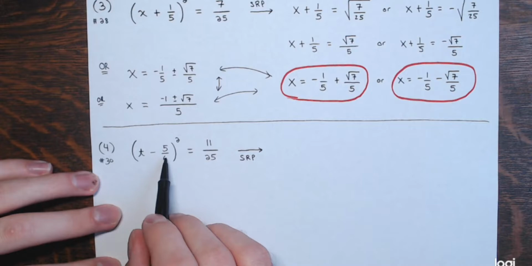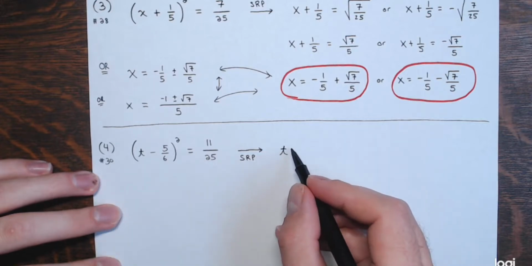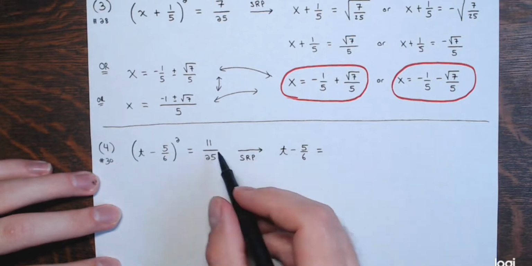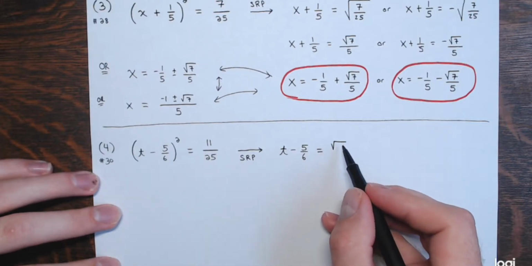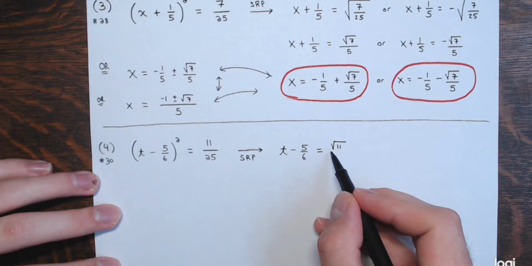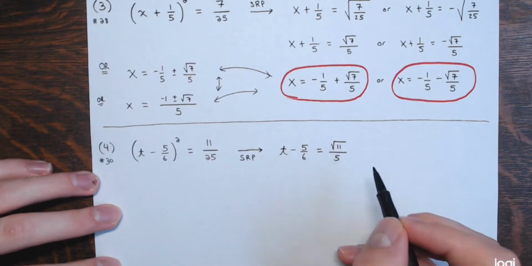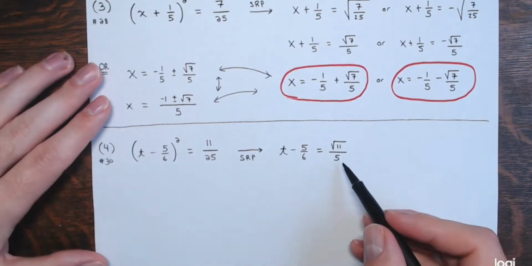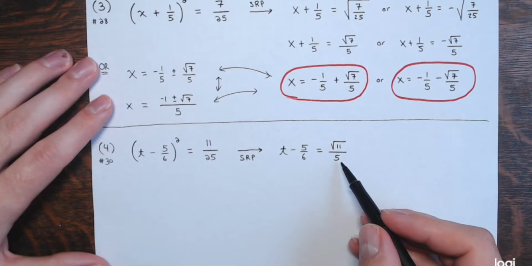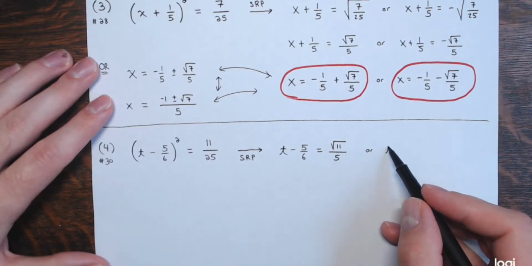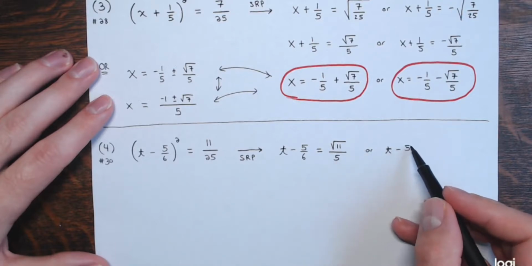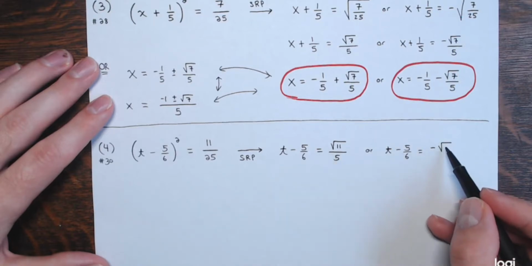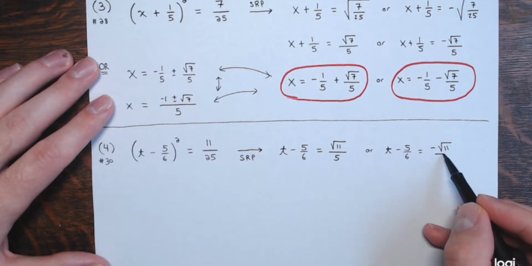So this t minus 5/6, that's being squared there, that's going to either be the square root of 11/25, which would be the square root of 11 divided by 5. I'm just simplifying this square root of 11/25 right now, so that the denominator is rationalized. Or the t minus 5/6 is negative square root of 11/25, or negative square root of 11 divided by 5.